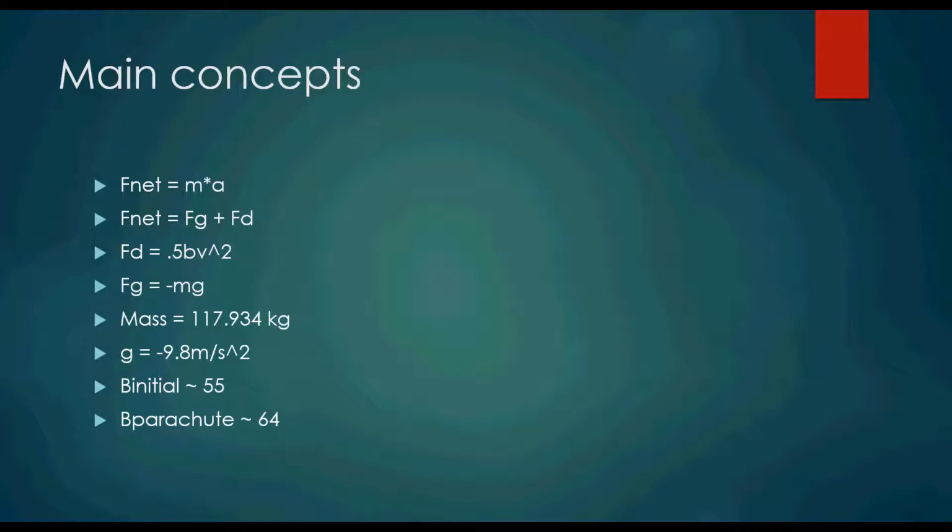Felix's mass in this scenario was 117.934 kilograms with the suit and his body. G is obviously equal to 9.8 meters per second squared, and I found that B initial was 55 and that B with the parachute was 64.